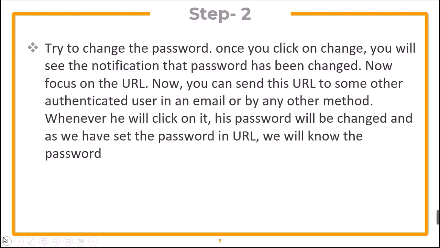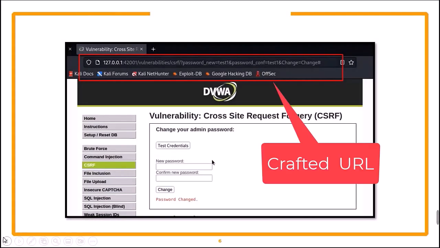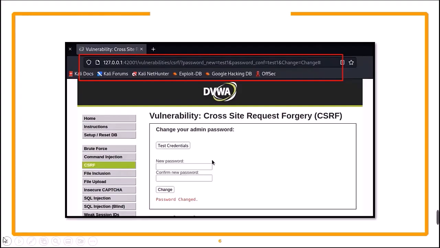Now focus on the URL. You can send this to some other authenticated user in an email or by any other method. Whenever he clicks on it, his password will also be changed. And as we have set the password, we will know the password. The URL remains constant among all users, so whoever executes it, his password gets changed.